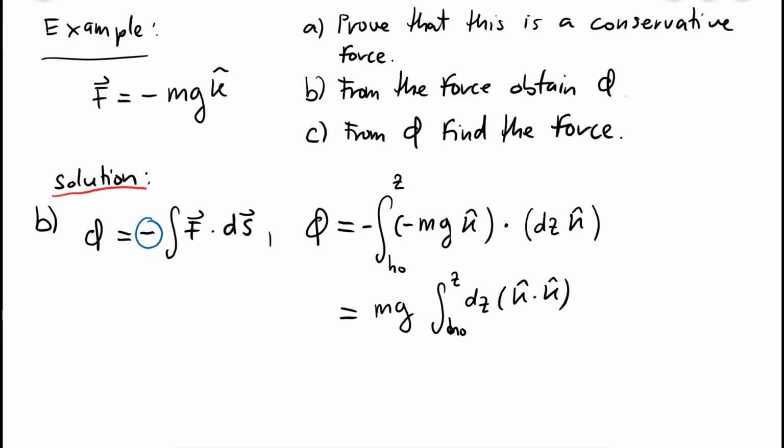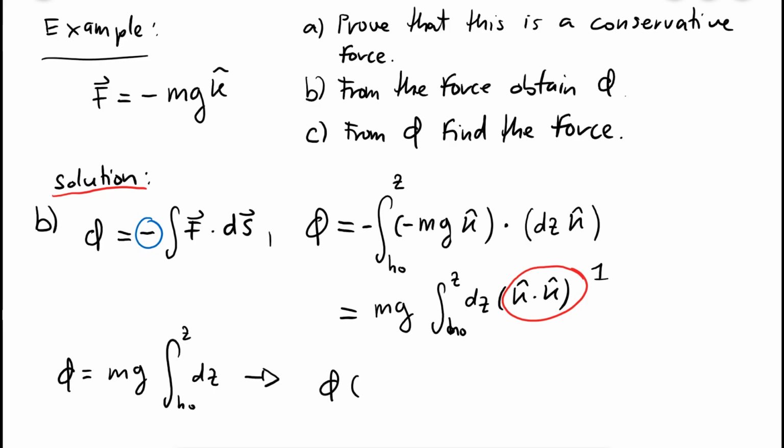And since k is a unit vector, this will always be equal to 1. And so we know that phi is equal to mg multiplied by the integral from some arbitrary height h0 to a point z of dz, and then you know that the potential energy function of x, y, and z, the gravitational potential energy near the surface of a planet, is going to be given by mg(z minus h0), right?